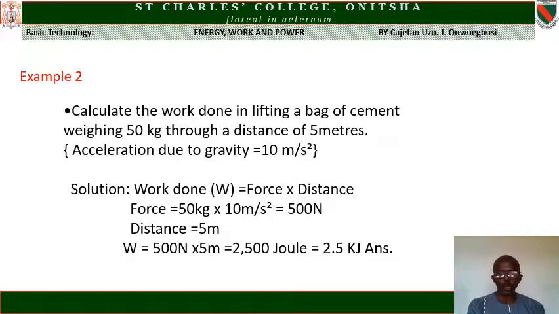You have now converted it to force. Then distance given is 5 meters. Therefore, the work done will be equal to 500 Newton times 5 meters. That will give you 2,500 joule. This 2,500 joule, you can convert it to a higher unit, to kilojoule, by dividing it by 1,000, because 1000 joule gives you 1 kilojoule. Therefore, 2500 joule, to convert it to kilojoule, you divide by 1000. That will give you 2.5 kilojoule.